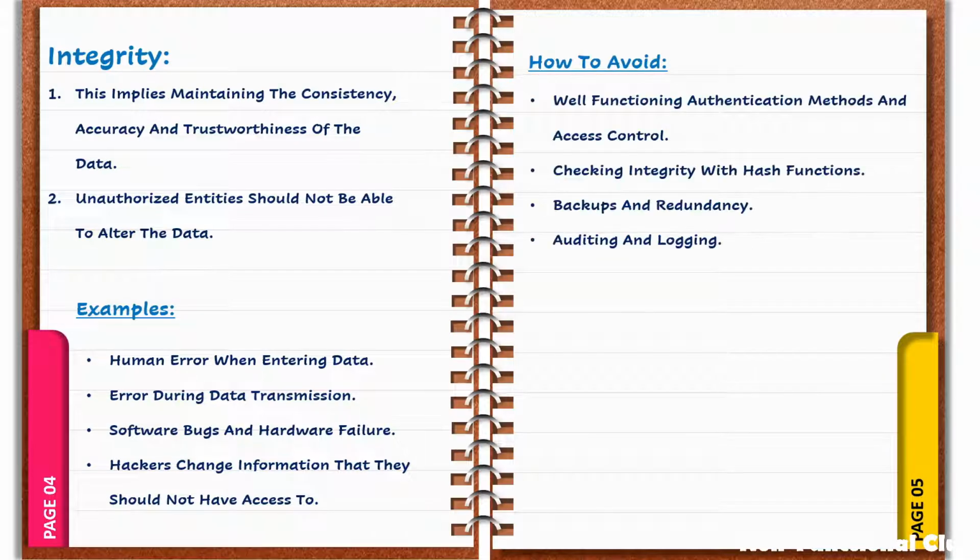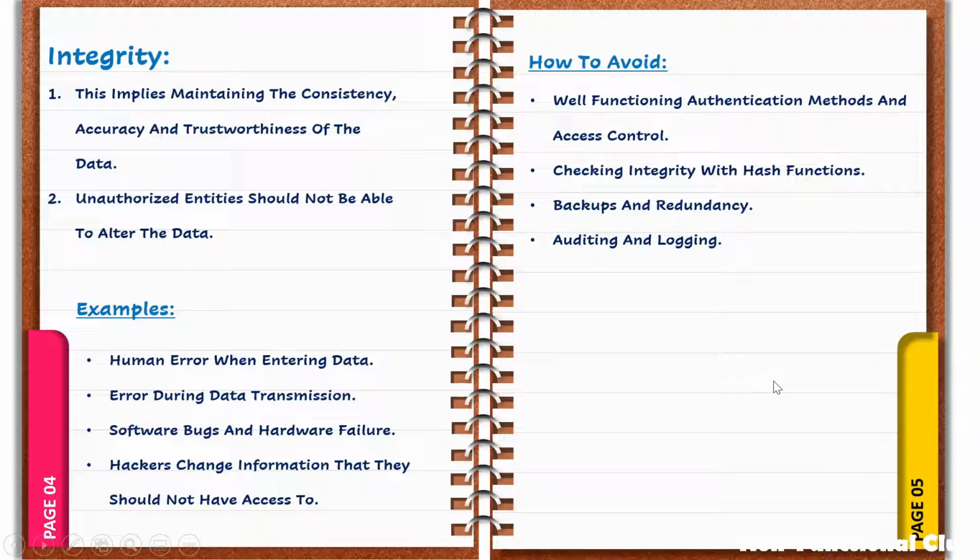Let's look into how we can avoid this integrity issue. We have to place well-functioning authentication mechanisms and access controls for each and every individual who is able to access the data, and we should always check integrity with hash functions. We should always have data backups and redundancy, and we should always audit and log how many people have accessed the data and how many people have made changes to that particular data, so that even if some breach occurs, we'll be able to identify at which stage the breach occurred.